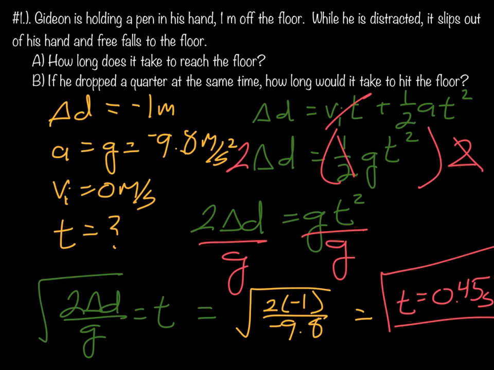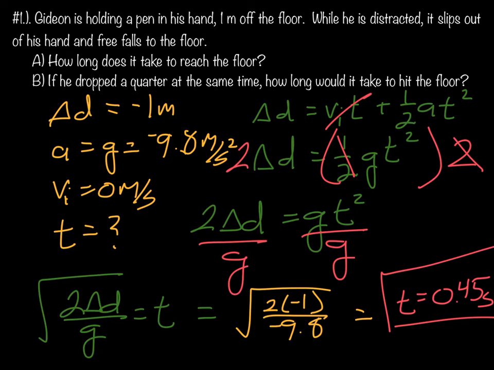Now, part B, if you dropped a quarter at the same time, remember you dropped a pin to start off with, so you dropped a quarter at the same time, how long would it take to hit the floor? Now again, this is a free fall situation, which means the only thing acting on these objects is gravity. If they're exactly the same height and they're both just dropped, then nothing in this equation anywhere on this problem is going to change.